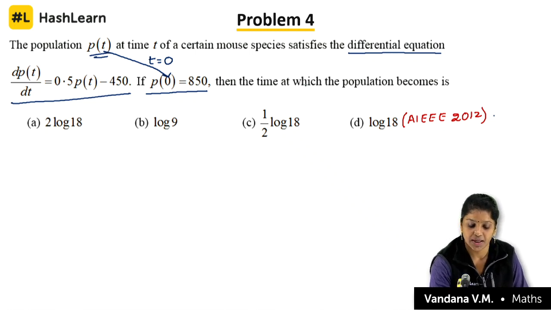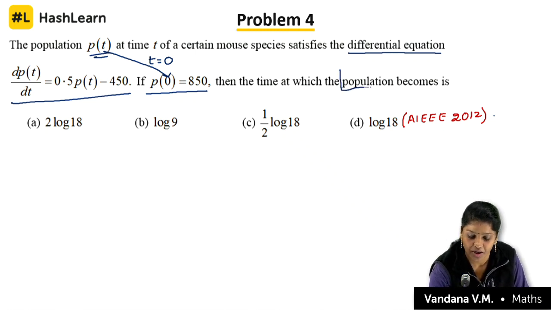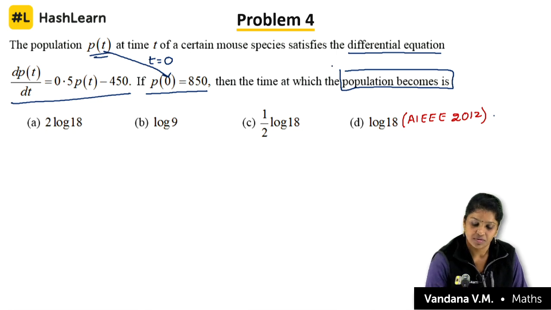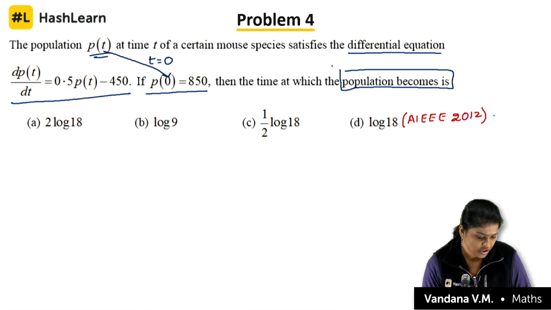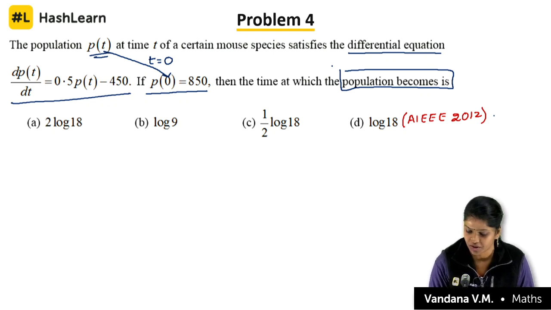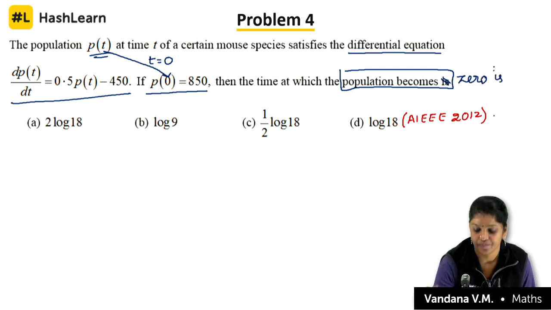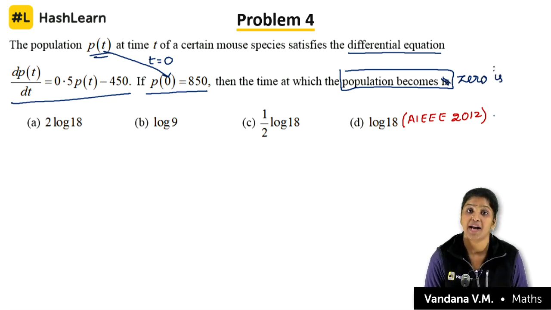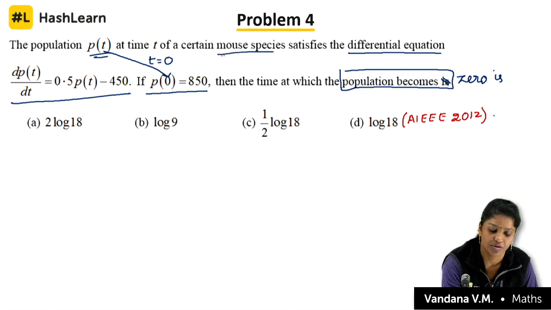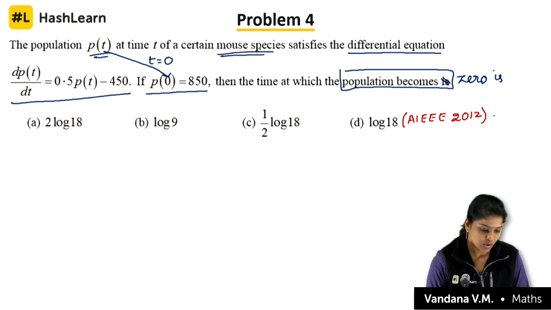Then the time at which the population becomes 0 is. So, typing error, becomes 0 is. So the population has to become 0. It is a mouse population. Okay. So first write.